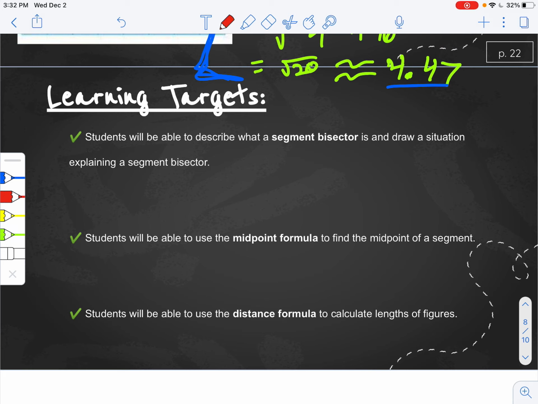Now let's take a look one more time at our learning targets. Students will be able to describe what a segment bisector is. Well, a segment bisector is anything that bisects a segment. So we have a line, a point, could be a ray, could be a line segment, could be a plane, which I can't really draw. And draw a situation explaining a segment bisector. So if you can draw something close to what I did there, you nailed that learning target.